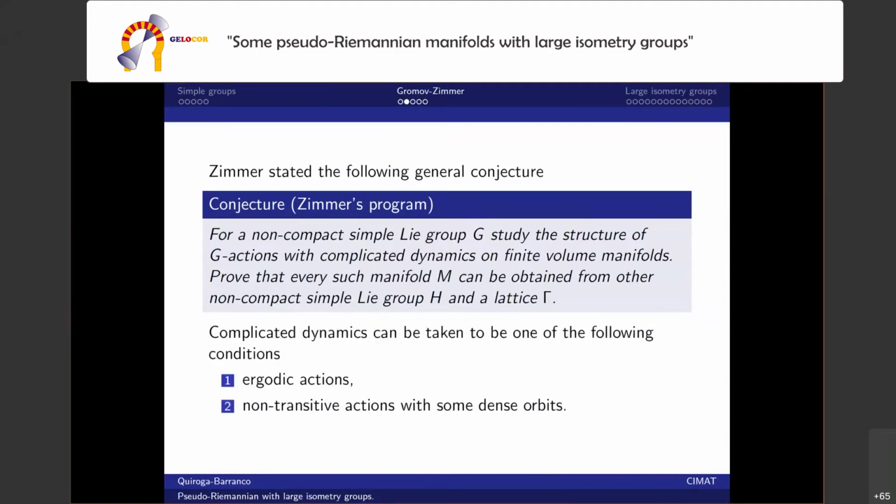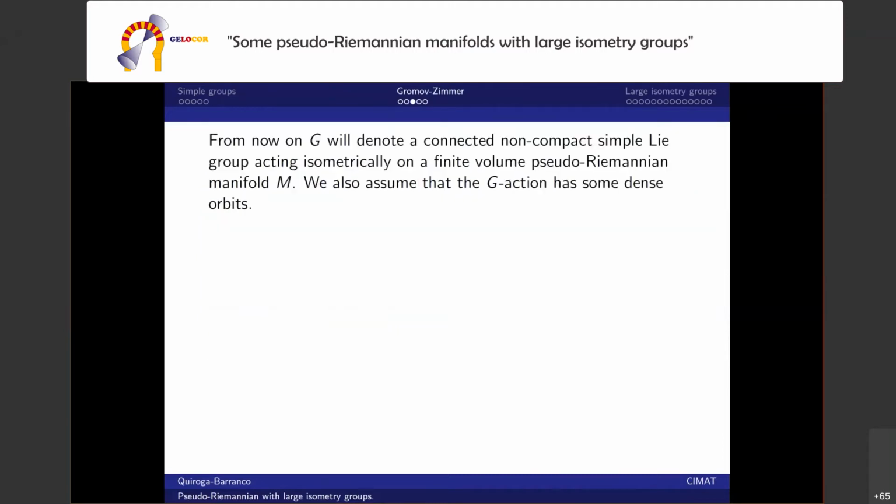Now, complicated dynamics might mean several things. What I'm going to consider is ergodic actions, so null and conull sets are the only invariant measurable sets, or non-transitive actions that have some dense orbits. And from now on, G will denote a non-compact simple Lie group acting isometrically on a finite volume pseudo-Riemannian manifold. Because we want complicated dynamics, we will assume there are some dense orbits.